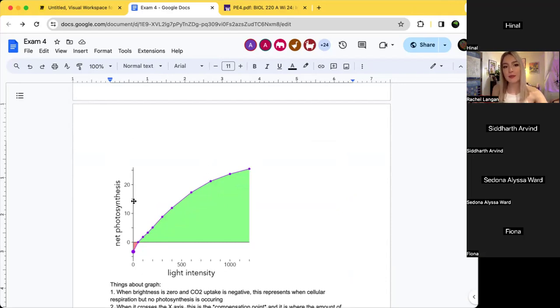Mm-hmm. And okay, if you're changing light reaction stuff, because the slope is a light dependency thing, right? What would we have to change in the light reactions to make it steeper? Let me just draw it.